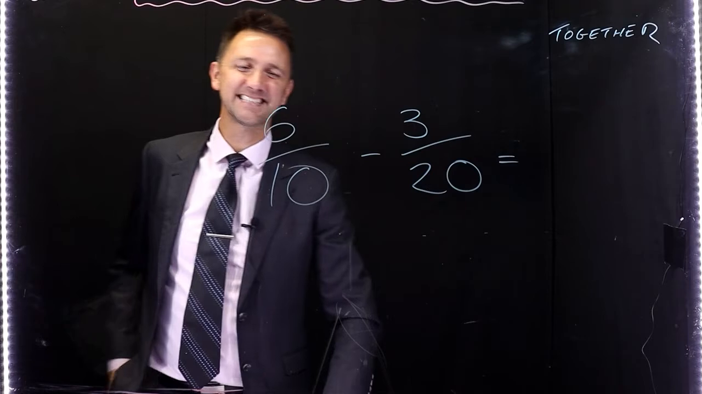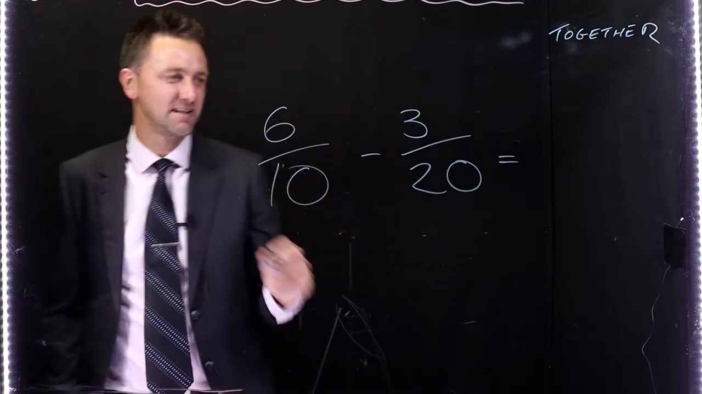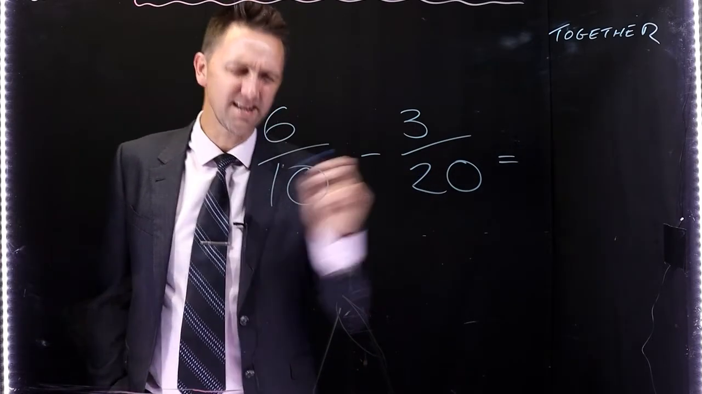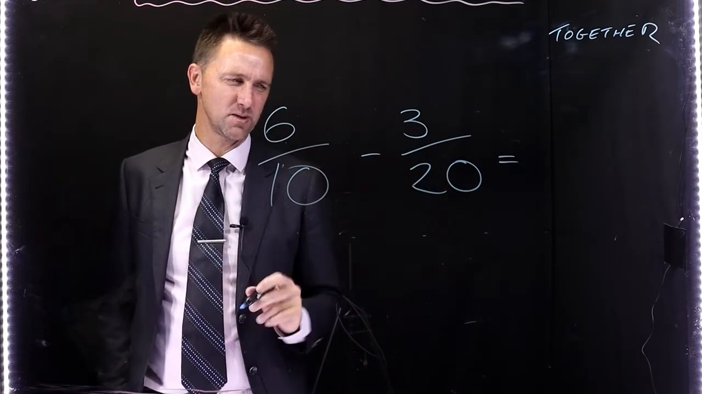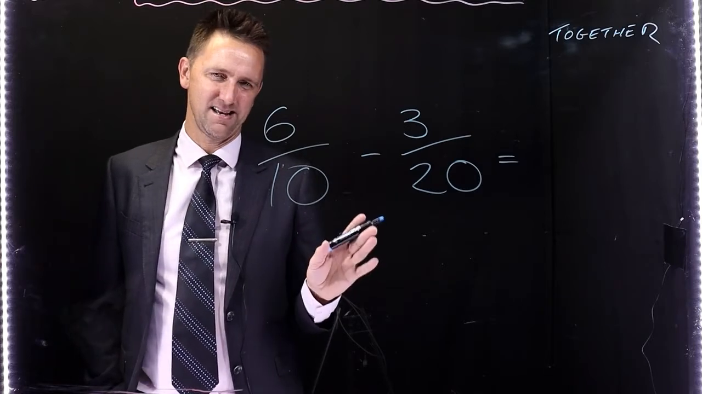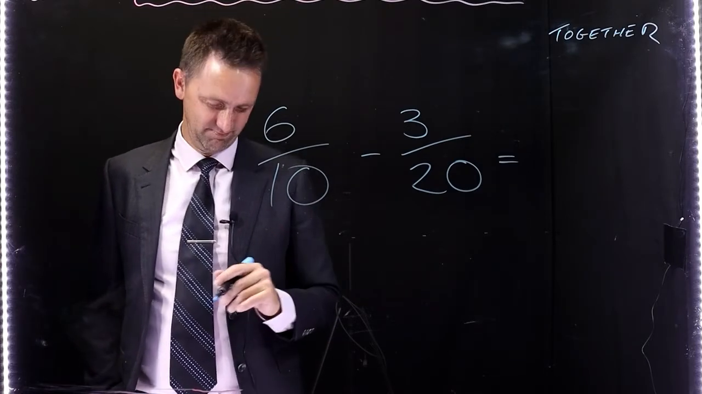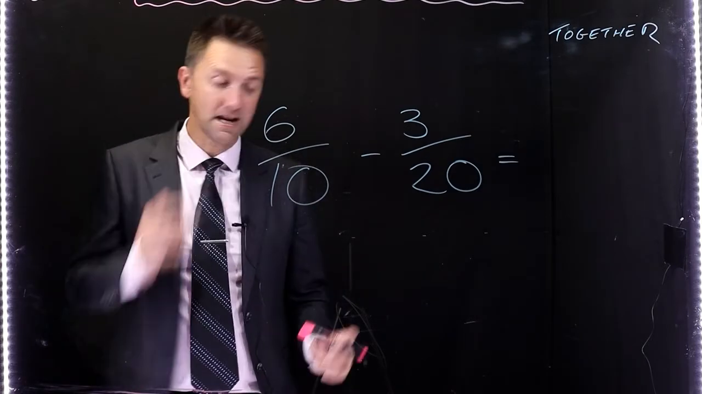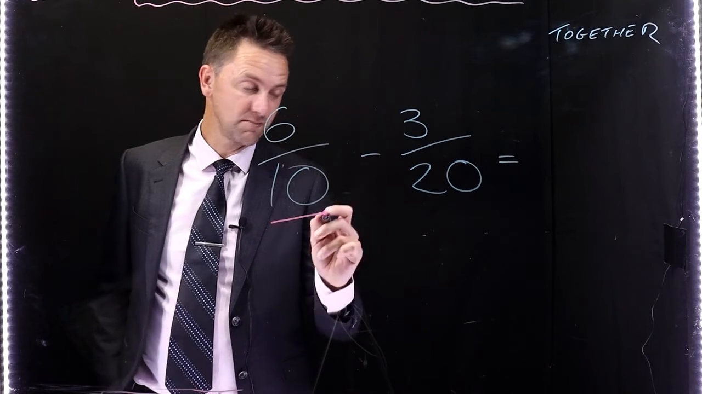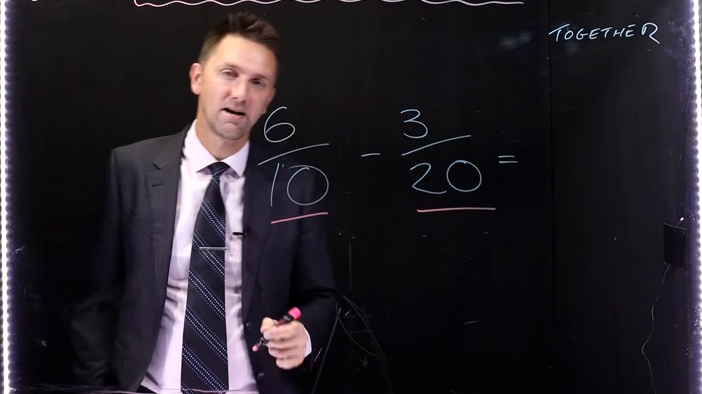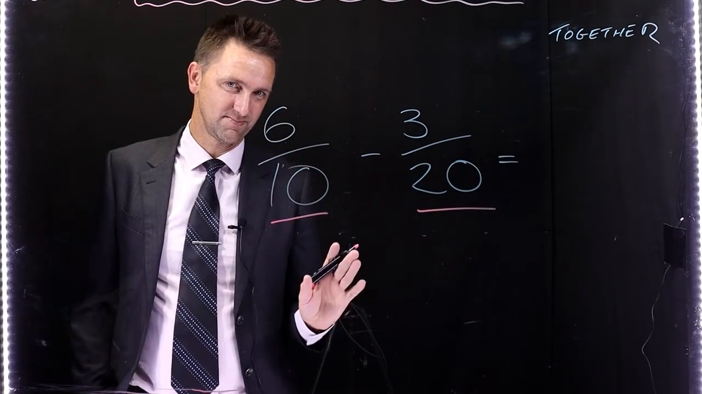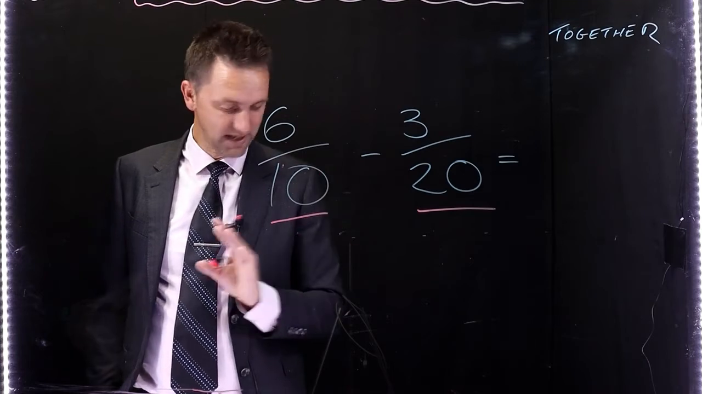Okay, here we are. Here's another one. Look, 6/10 take away 3/20. We can't do that. We've got to make them, they've got to have the same denominator. We've got to convert these into a number that is common. Until we do that, we cannot move forward.